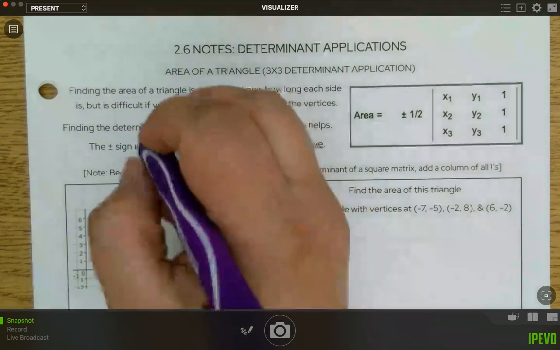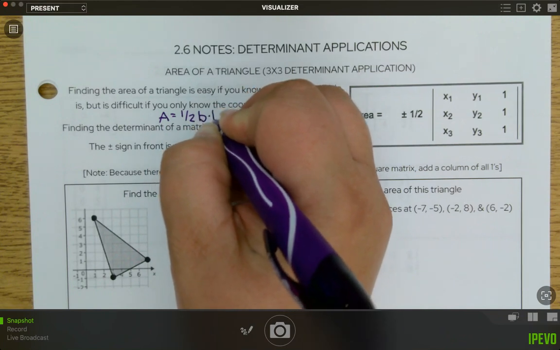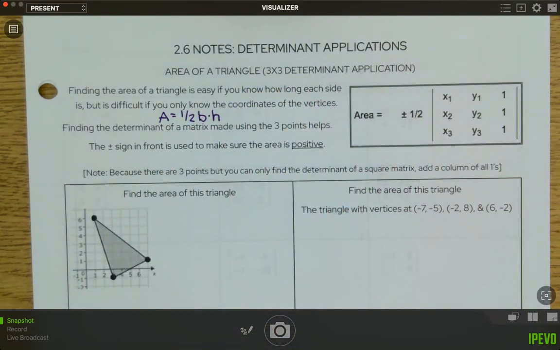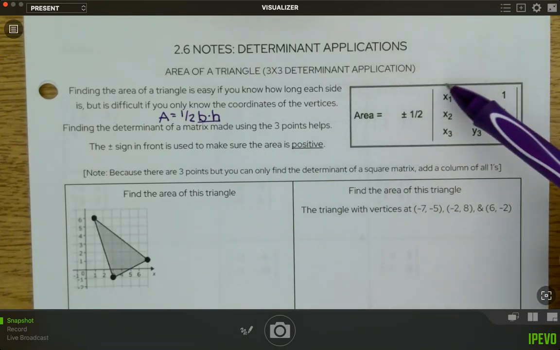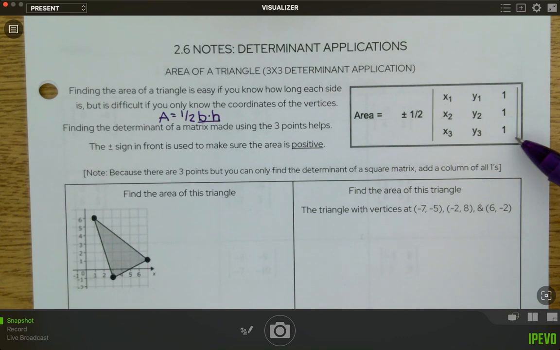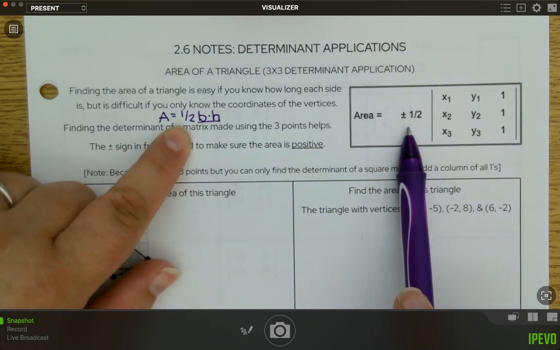Hopefully, you're aware that the area of a triangle is 1/2 base times height. And finding the determinant of a matrix actually helps because it takes care of the base times height for you. This is the formula over here. Remember that these long lines, like a matrix without the little feet on the ends, mean determinant. So if you find the determinant of the matrix and multiply it by 1/2, then you have the area of the triangle.